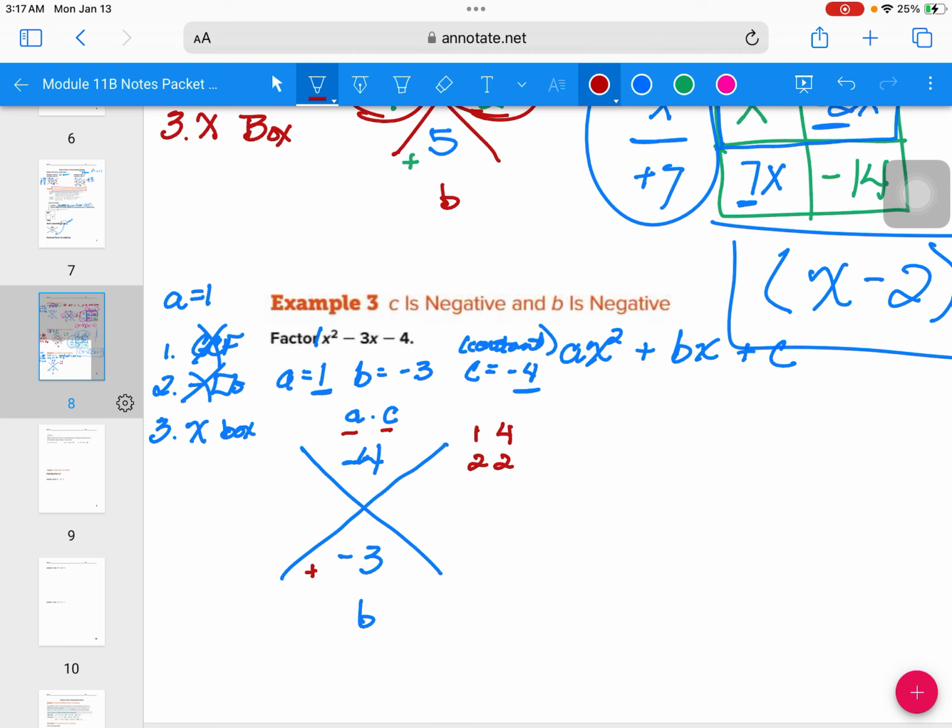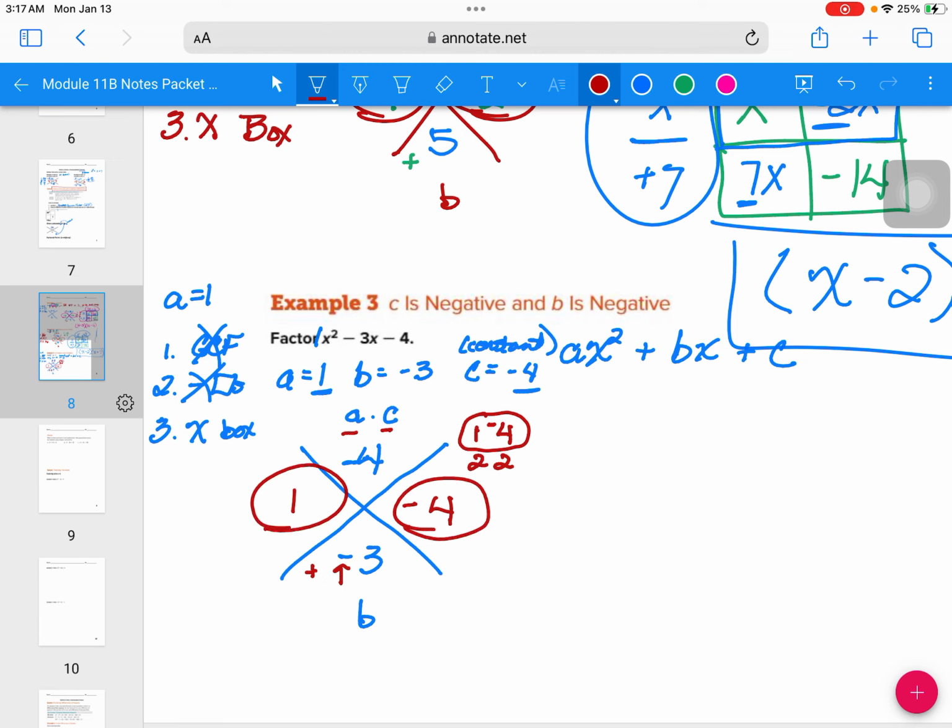So I'm just going to put the factors of 4 here. Because it's a negative 4, I know that one of these is going to be negative, and because this number on the bottom is negative, that means the larger number is also going to be negative. So I'm looking at 1 and negative 4, and it doesn't matter if you put 1 first or negative 4 first, but you put the other one on the side.